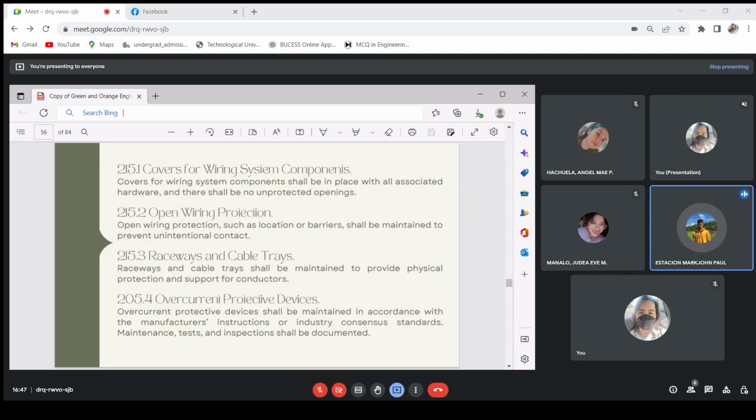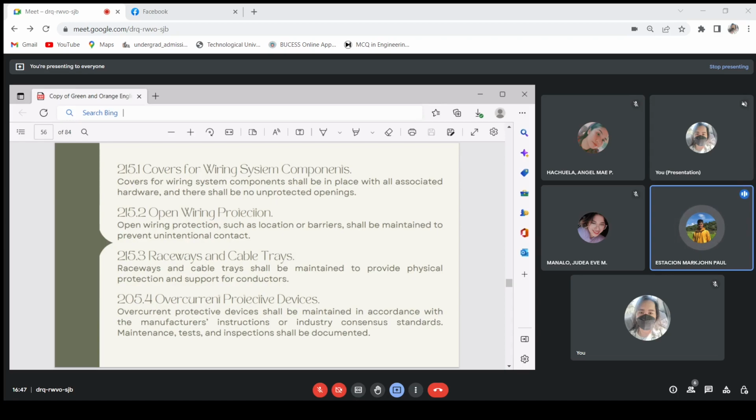215.1, covers for wiring system components. Cover for wiring system components shall be in place with all associated hardware, and there shall be no unprotected openings. Dito is like magkaroon ng open wire na need natin mag-ingat at lagyan natin ng mga electrical wire kapag may open wire para hindi mag-cause ng electrical risk.